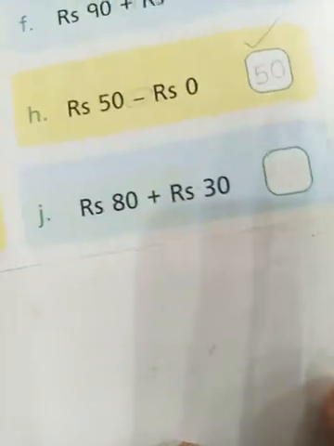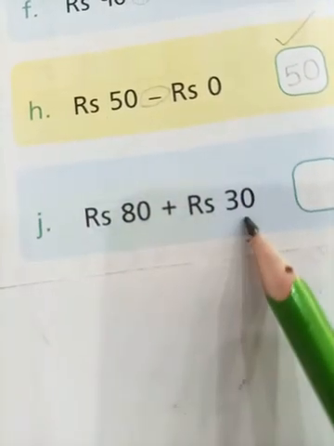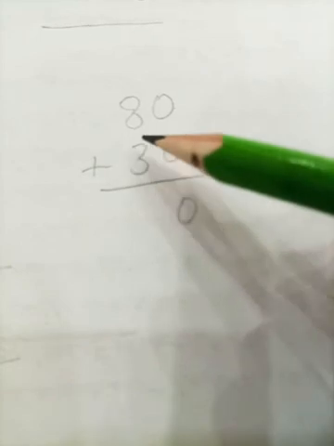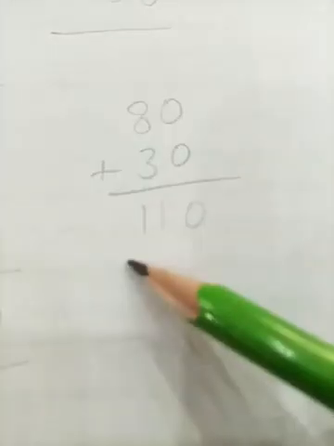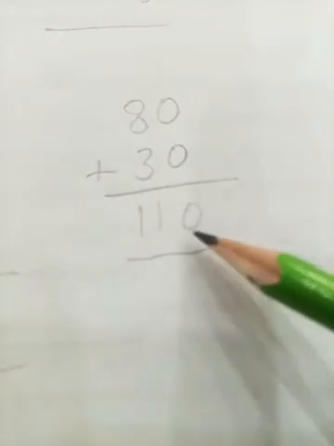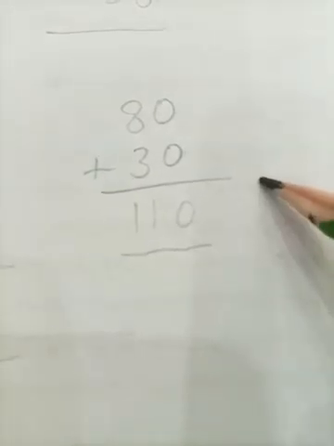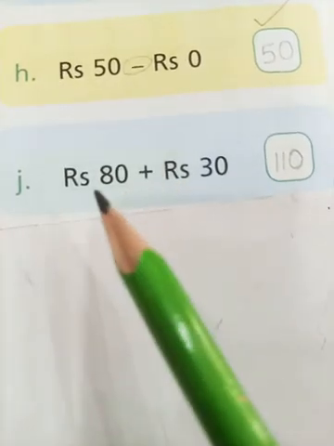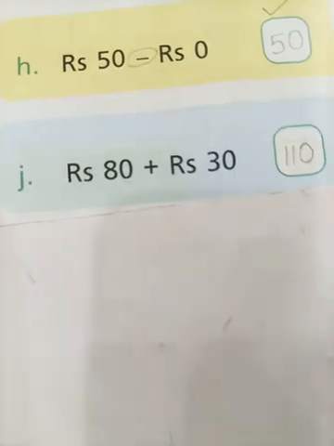Next is the part J. So students, here I am gonna add rupees 80 and rupees 30. Let's add the numbers. 0 plus 0 is 0, 8, 9, 10 and 11. So students, here is the number 110. This 110 is quite bigger than my number 50. So I will not mark the tick. Look at this. Rupees 80 and rupees 30 will become 110 rupees.